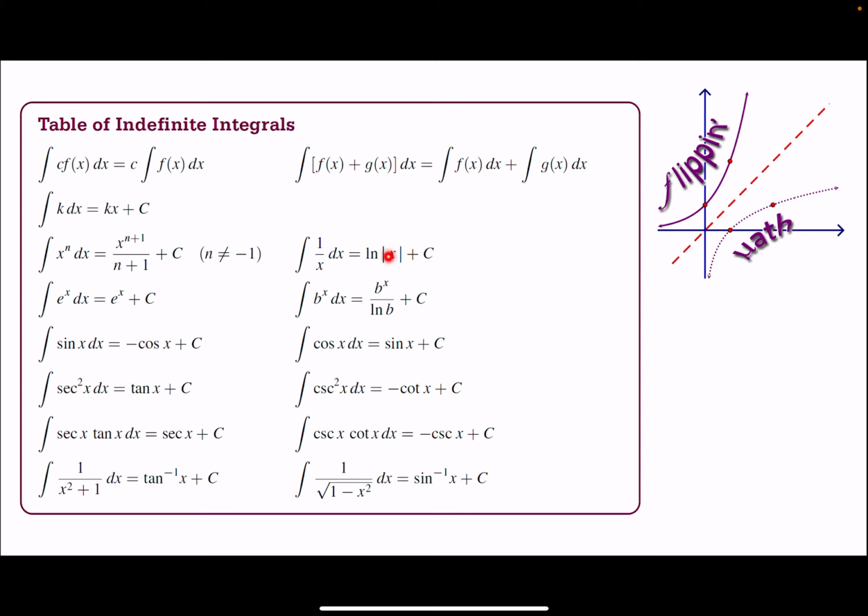Why the absolute value? Well, remember that the domain of this original function only excludes 0, and it still includes all the negative numbers. However, its antiderivative, the natural log, is only defined for x greater than 0. Here's the graph of that thing, right? So we have to get rid of all of this stuff that's over there.